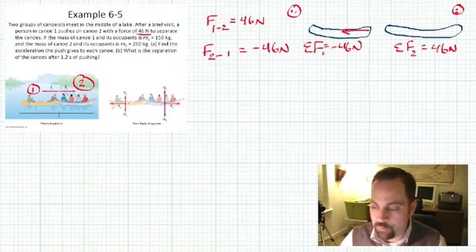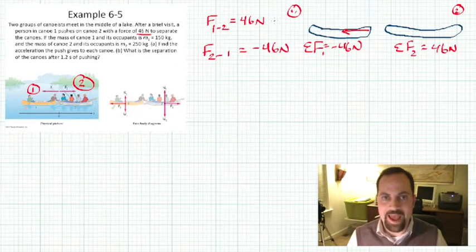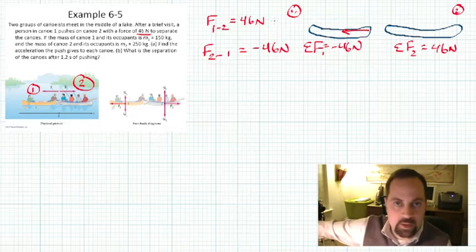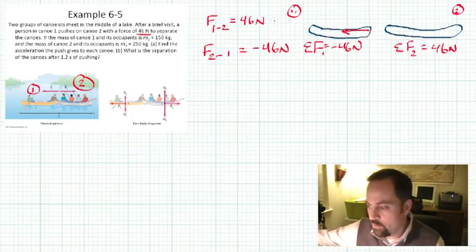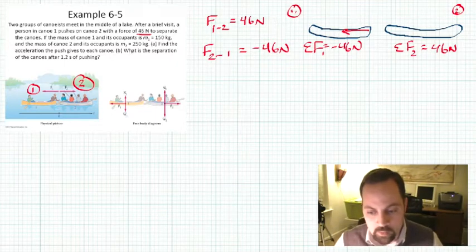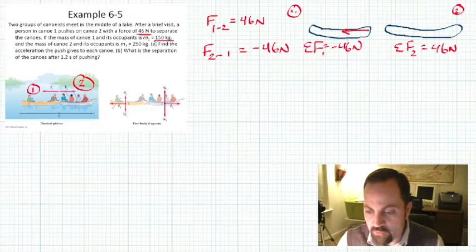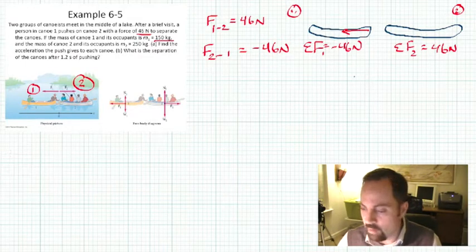So that's what Newton's third law tells us, that for the action exhibited by the person in canoe one, they're also going to feel that same reaction push them backwards as well. The mass of canoe one and its occupants is 150 kilograms. I'm going to write that down.